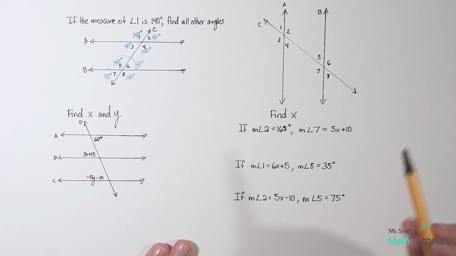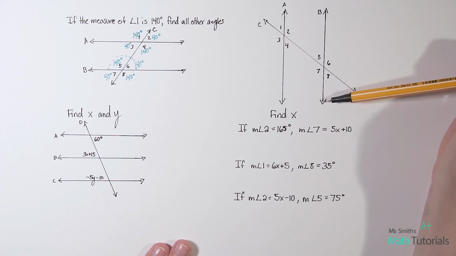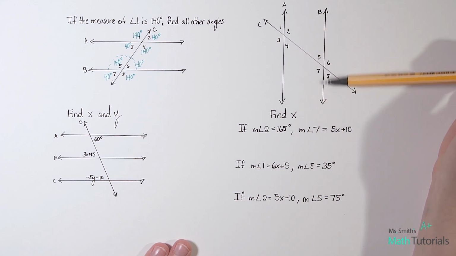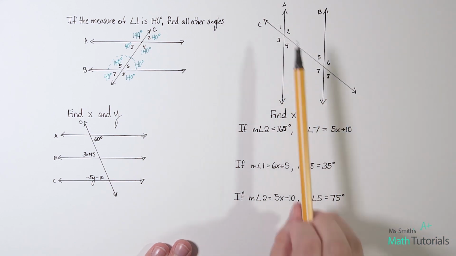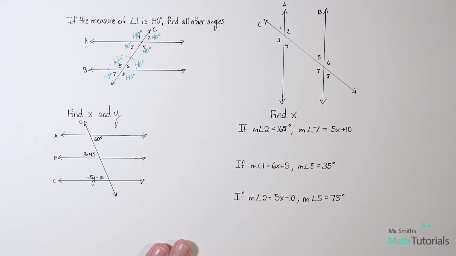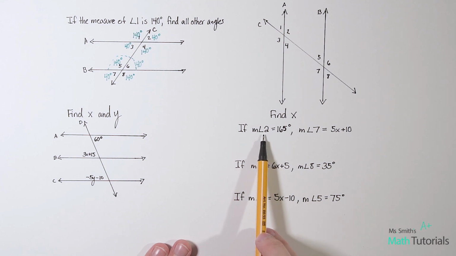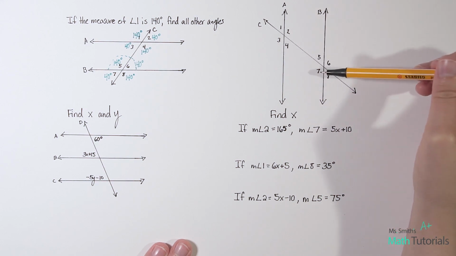Okay, so let's see. I see that I've got A and B here, and we are operating under the assumption that these are parallel lines, and I see C is a transversal that cuts through them, and that creates all kinds of angle relationships that I can build on. So for this first one, it says if the measure of angle 2 is 165 degrees, and the measure of angle 7 is 5 times x plus 10.